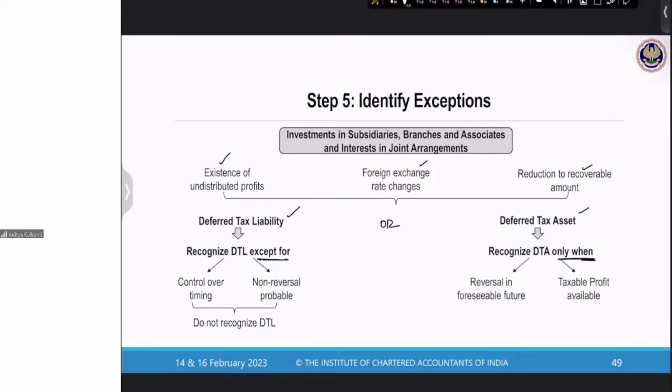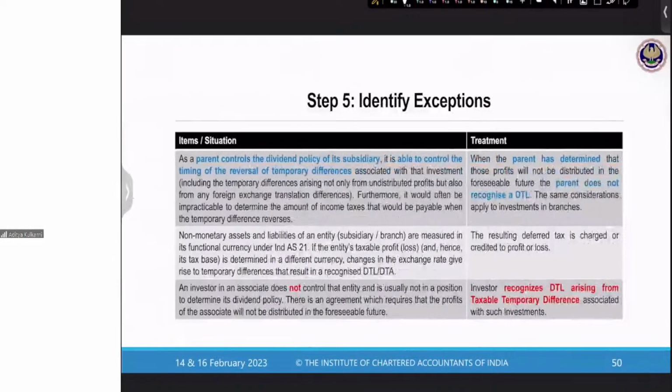Okay. So you can recognize a DTL except for control over the timing or the non-reversal is probable. If that is the case, do not recognize a DTL. Recognize a DTA only when reversal of the DTA is possible and taxable profit is available. Okay. So we shall look at why this particular exception arises.